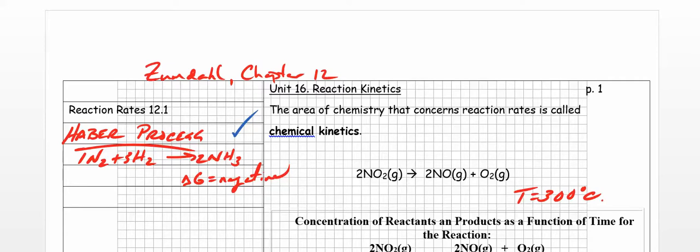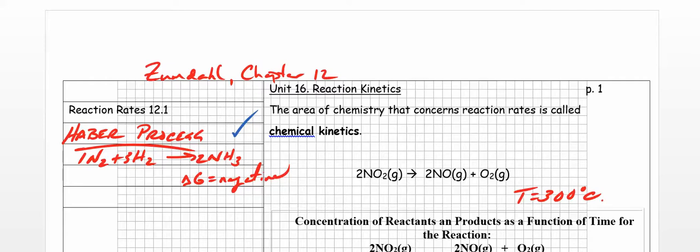Now, as it turns out, it becomes very commercially viable if you increase the temperature significantly, to say 300 degrees. But you're also going to need a catalyst, and we'll talk more about catalysts later on in this unit. But the point is, don't assume that because something is spontaneous, it's going to happen fast. It's not necessarily a direct correlation.